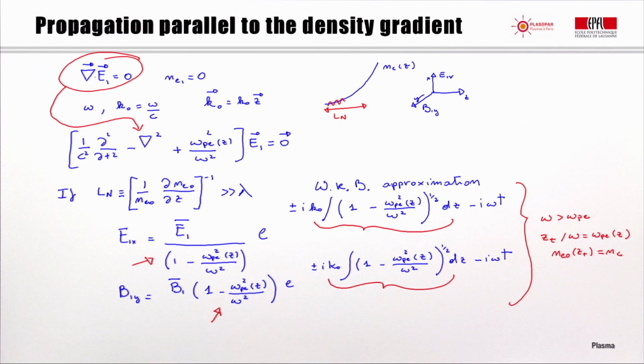After the turning point, that is for Z larger than the turning point, the electric field and magnetic field are evanescent, and asymptotically they will just decrease exponentially.